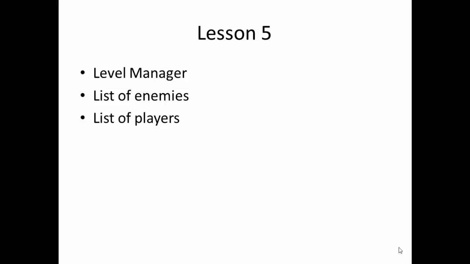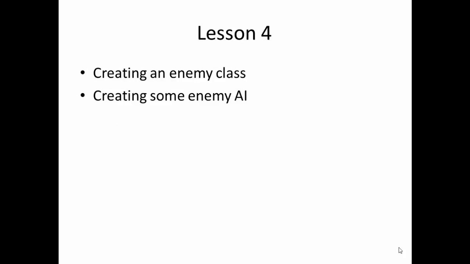This is Module 2, Lesson 5 of working with Monogame, looking to create a space shooter game. Last lesson where we left off, we created an enemy class, created a little bit of AI, just make the thing go down, and we also added some collisions into there.